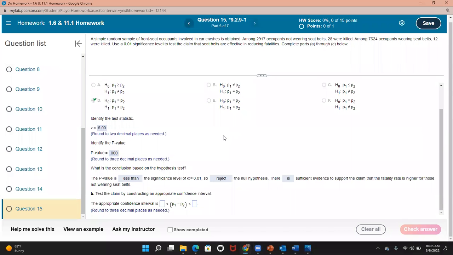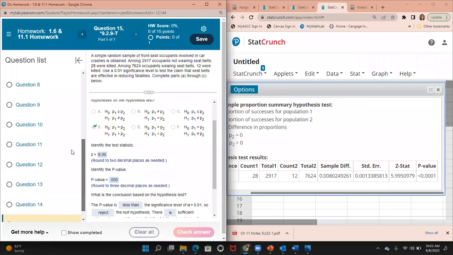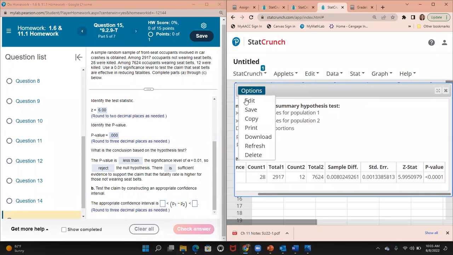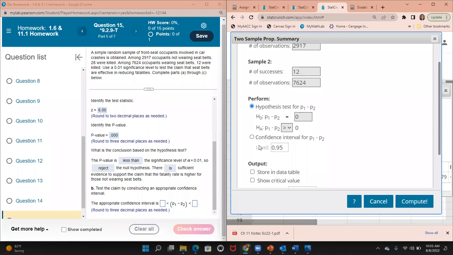Okay. Now the last question here is similar to how they introduced hypothesis testing with one proportion or one mean. They also sometimes have you do the same thing, but using a confidence interval. So thankfully, it's all in the same section in StatCrunch, so we don't have to do too much different. What I'm going to do is click Options, Edit, and then change it to the confidence interval down here. Now, the only slight issue is that we have to select the level for the confidence interval.